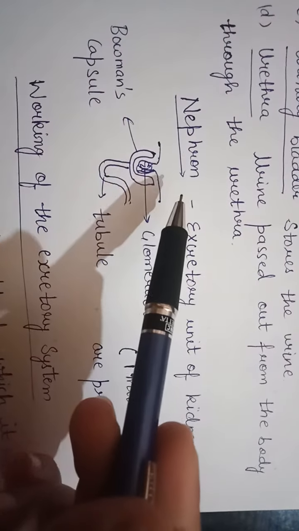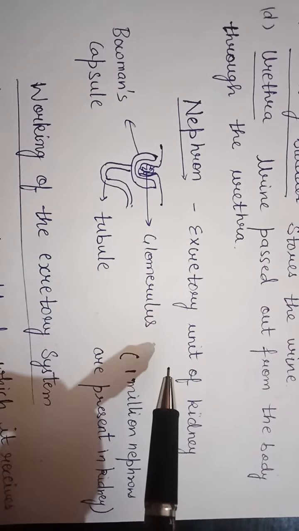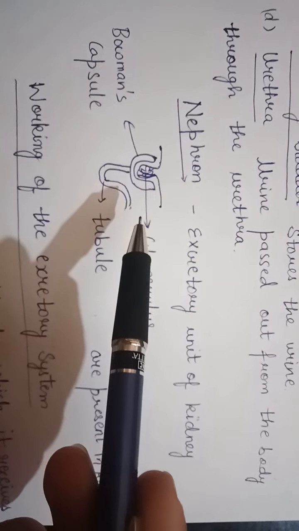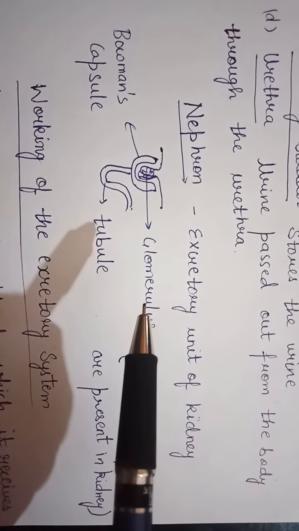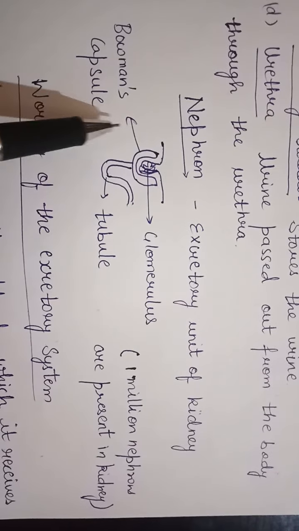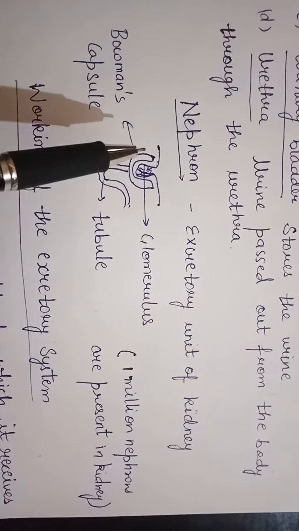Kidneys consist of nephrons. Nephrons are the excretory unit of the kidney. Why? Because millions of nephrons are present in the kidneys, which are responsible for the filtration of the blood. So here, one structure of the nephron is shown.